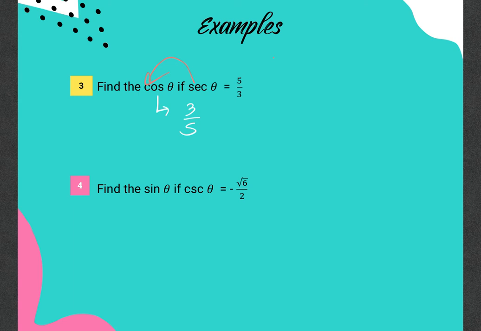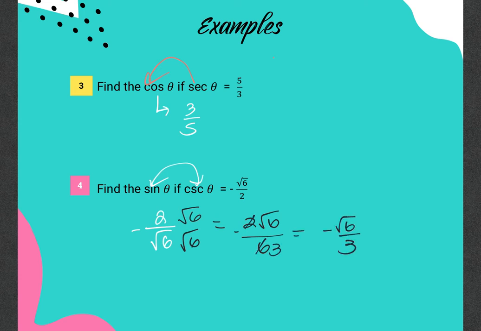If it says sine and cosecant, the relationship is again the same thing, reciprocal. So if the cosecant is -√6 over 2, what's the sine? -2 over √6. Can I leave it like that? No. What do we do? Good. Square root 6 and square root 6. I get -2 square root 6 over 6. One step further because this can get reduced. So -√6 over 3.